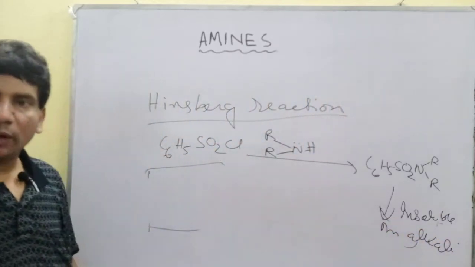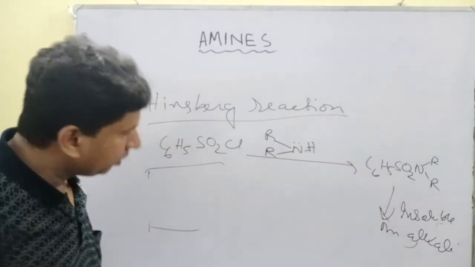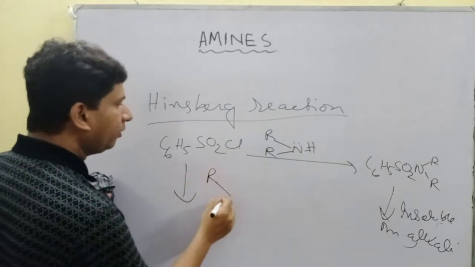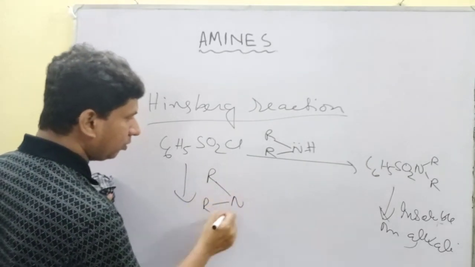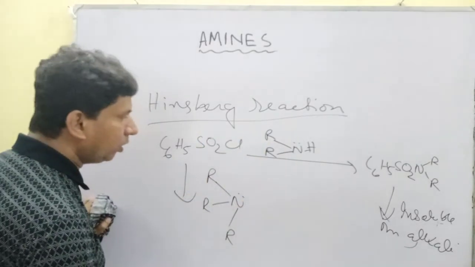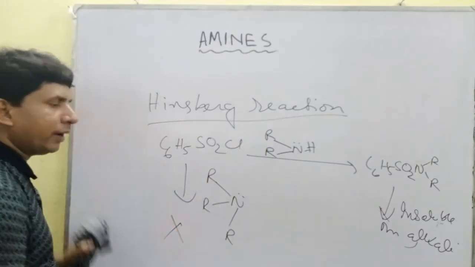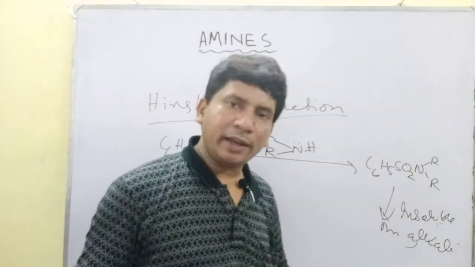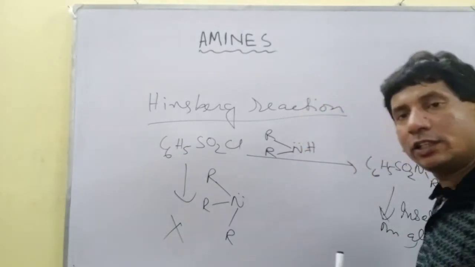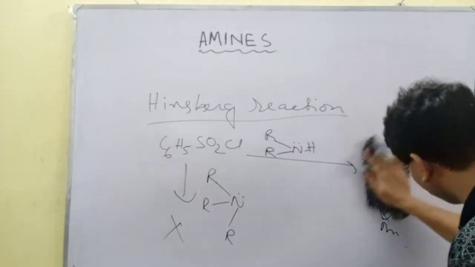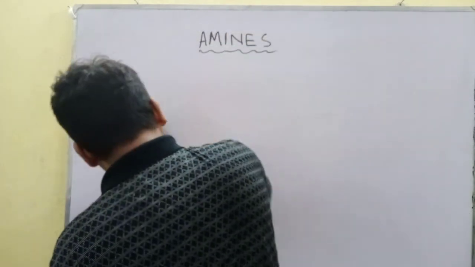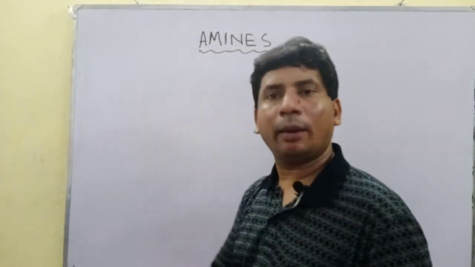But if it is tertiary amine, since there is no hydrogen, HCl will not be removed, so there is no reaction. Okay, so this is a very important reaction. That is the Hinsberg reaction. So we use the Hinsberg reaction to detect primary, secondary or tertiary amine.